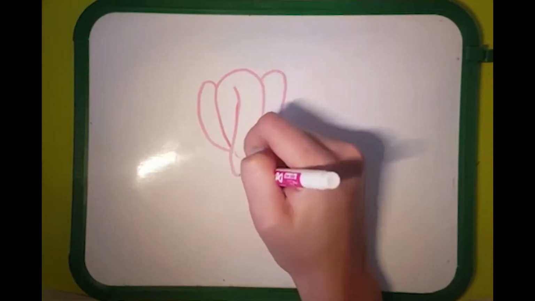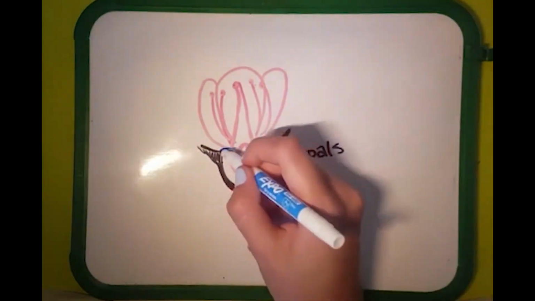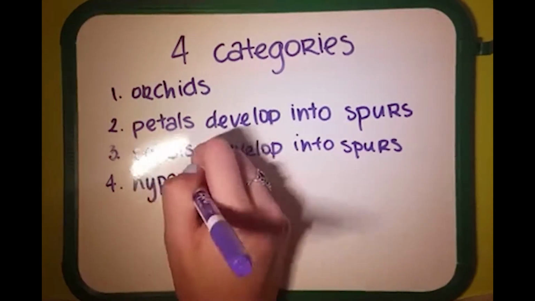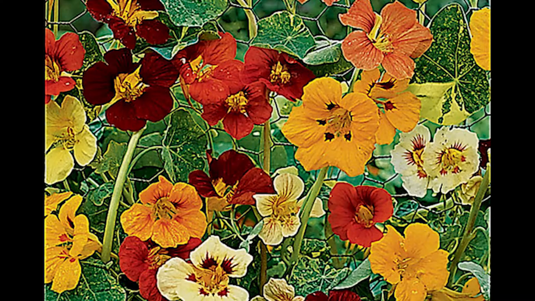The hypanthium of a flower is called the floral cup, and it's a structure where the rest of the flower, the calyx, the corolla, and the stamen attaches. There's only one genus of flower that has the hypanthium develop into nectar spurs, and they're called Tropaeolum, and they look a little like that.